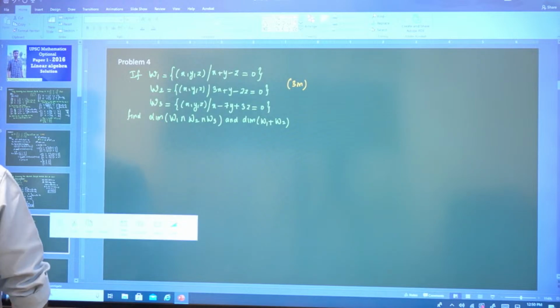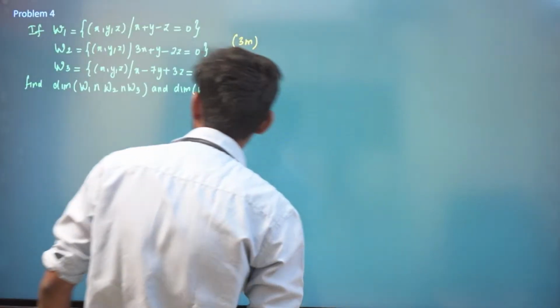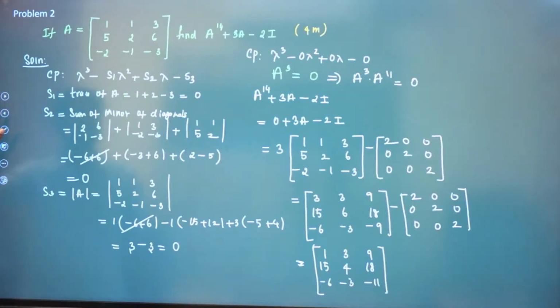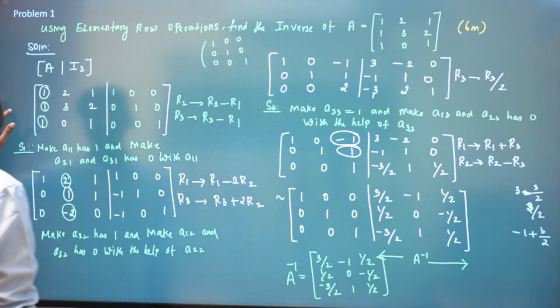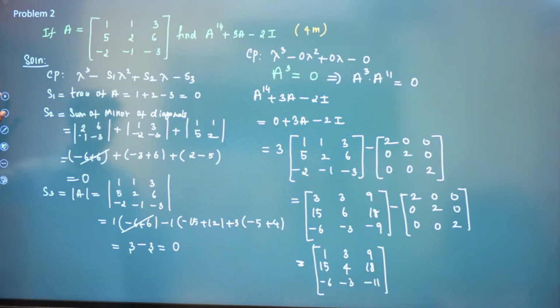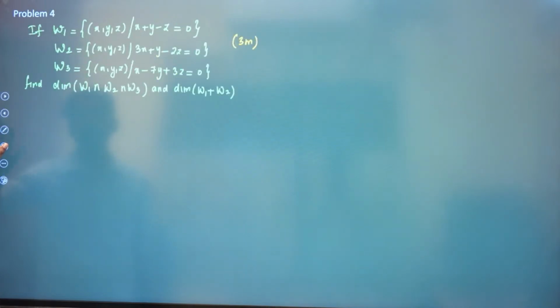So we'll move on to the fourth problem. As of now, we have completed three problems. The first problem is based on finding the inverse of a matrix using elementary row operations. Second problem is using Cayley-Hamilton theorem. Third one is consistency based solution. So we'll move on to the fourth problem.